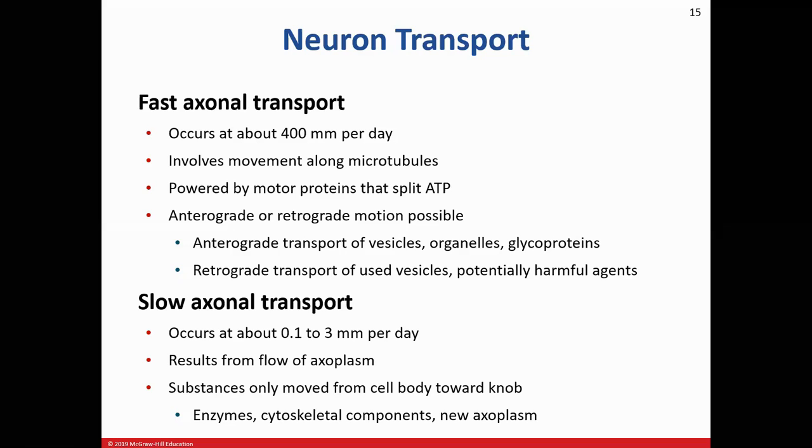Slow axonal transport occurs at about 0.1 to 3 millimeters per day. So obviously significantly slower. And it's going to result from the flow of the axoplasm. Now, substances that only move from the cell body toward the synaptic knob are going to be things that include enzymes, cytoskeletal components, and new axoplasm.